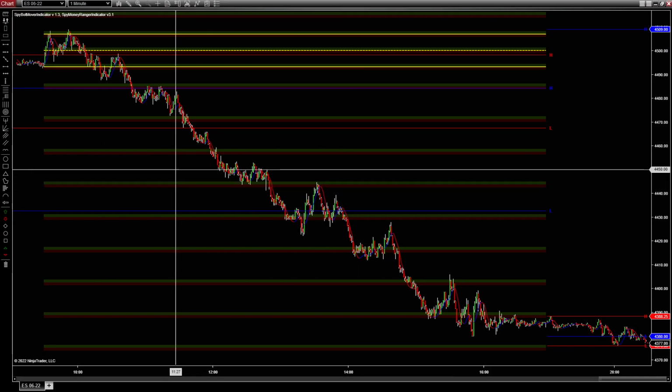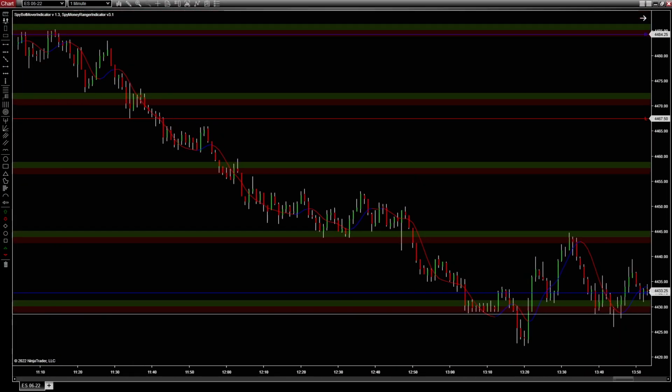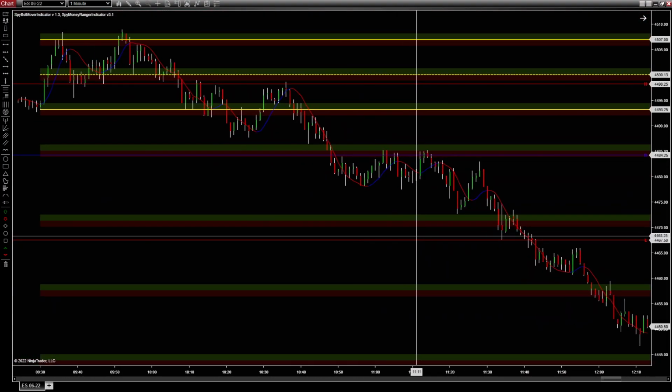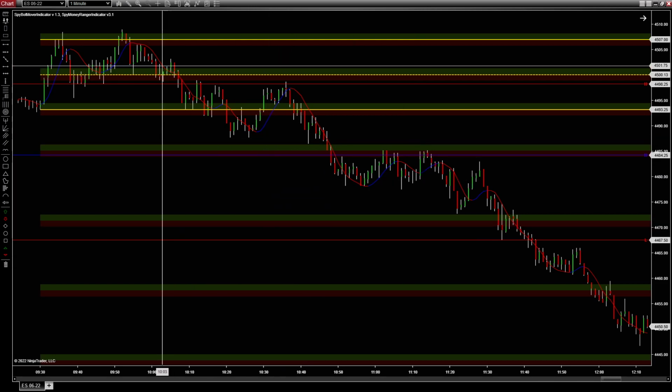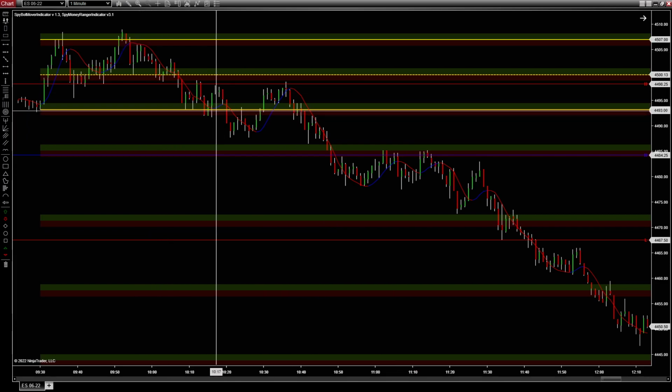I'm using ES on all of these just to make it easier. It works the same way with NQ or gold or whatever you want to trade. They all work the same. So on this one, we use the mover for direction.